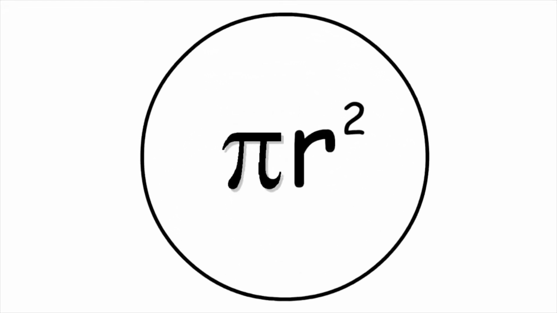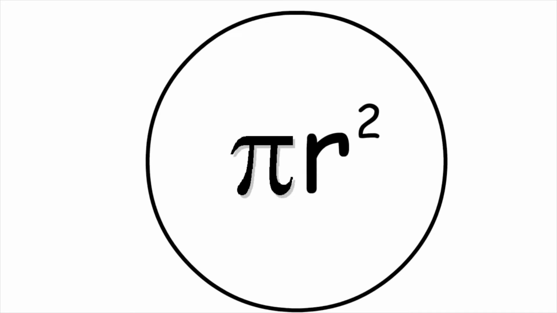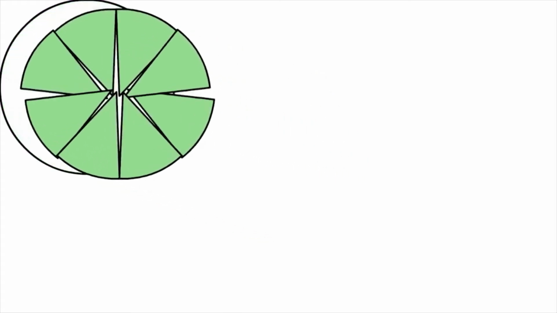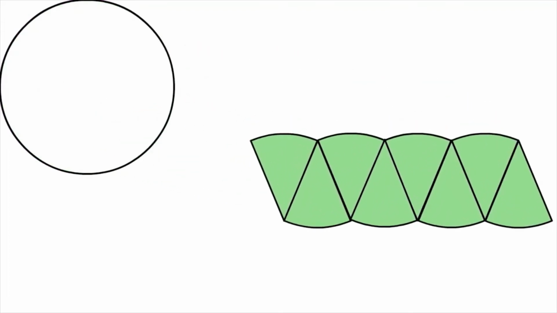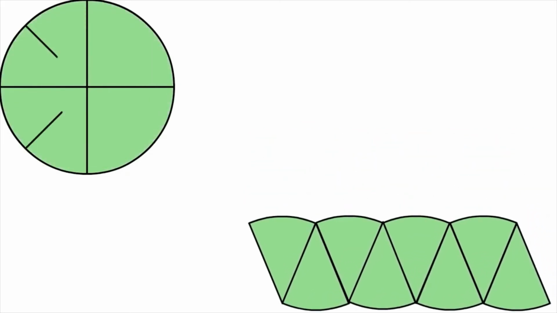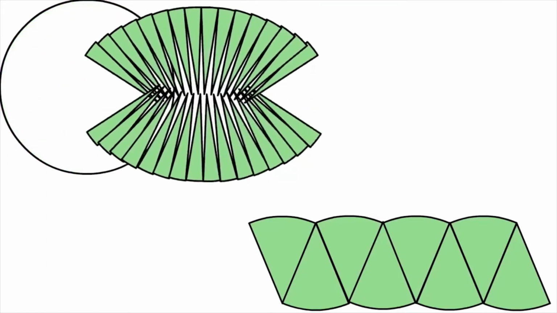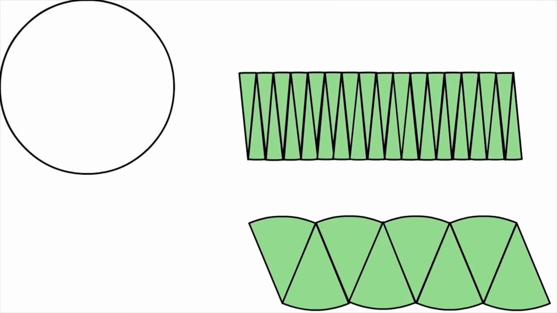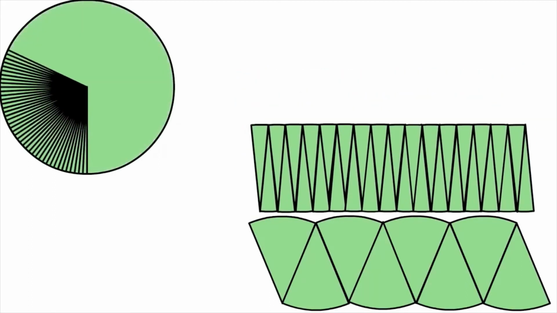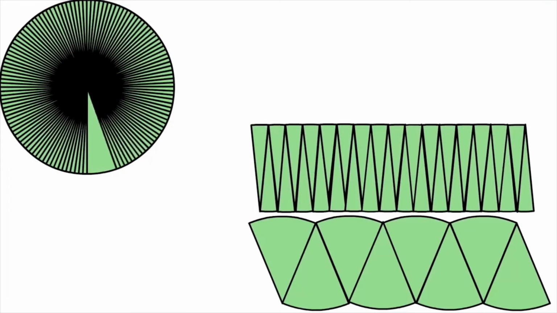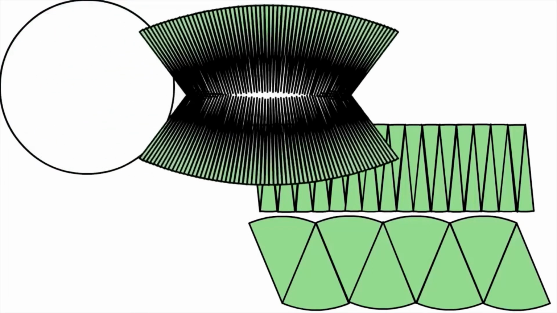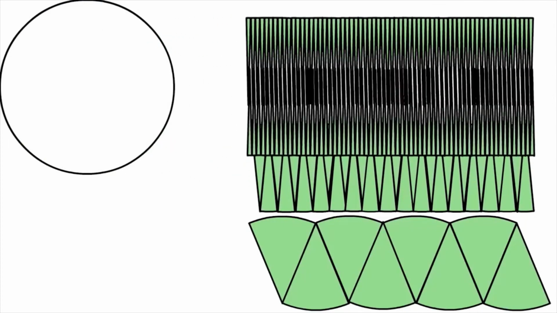Pi r squared gives you the area of a circle. But where does pi r squared come from? First, we'll draw a circle and fill in its area. Next, we will divide it into large equal parts and arrange them in a rectangular formation. As you can see, it barely resembles a rectangle. So next, we will divide the circle into small equal pieces, and we will arrange them in the same manner. You can see that it appears more like a rectangle. So if we divide the circle into even smaller pieces, you can see that every time the shape becomes more like a rectangle.